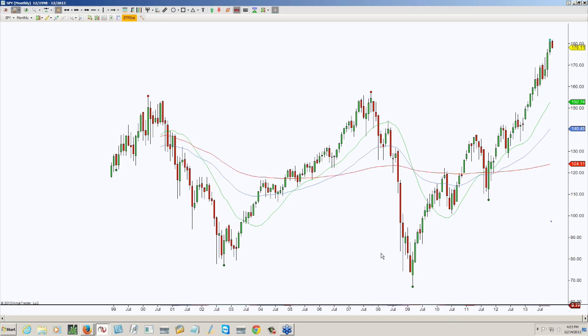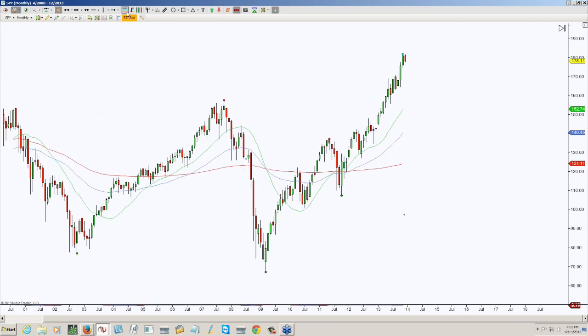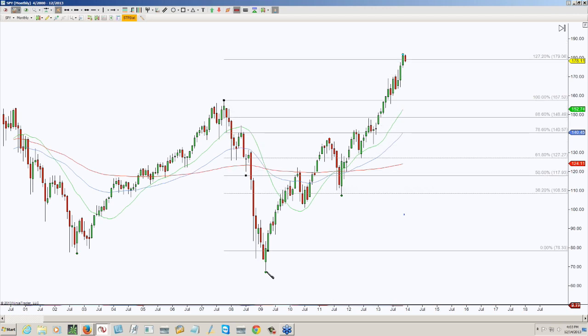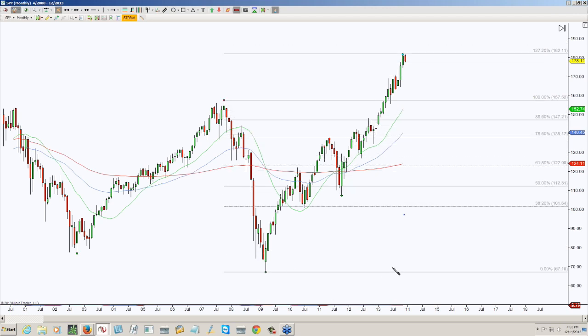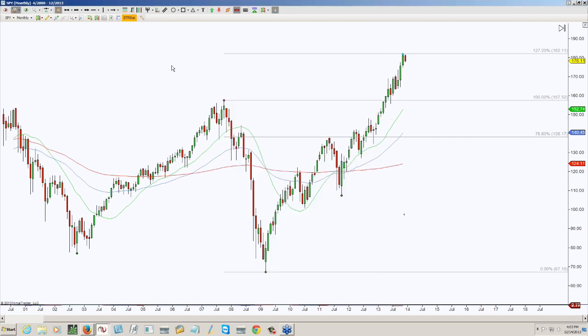SPY monthly butterfly. Okay. Ooh, yes. Yes, yes, yes. It's a perfect butterfly, isn't it? And I'll tell you why, because it's 78.6 and 1.272. Let me just erase all the fibs except for the ones that count, and you can see the triangle is perfect.